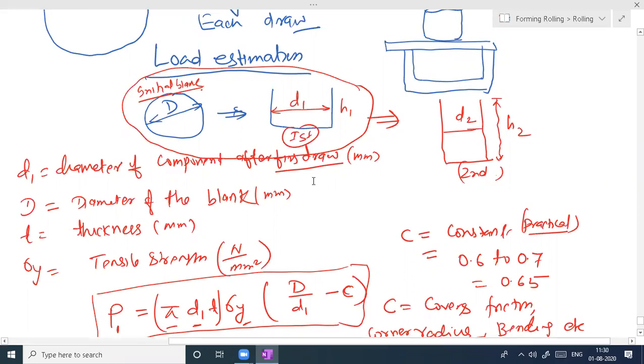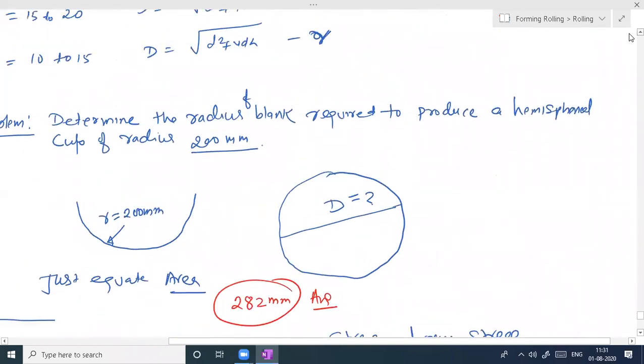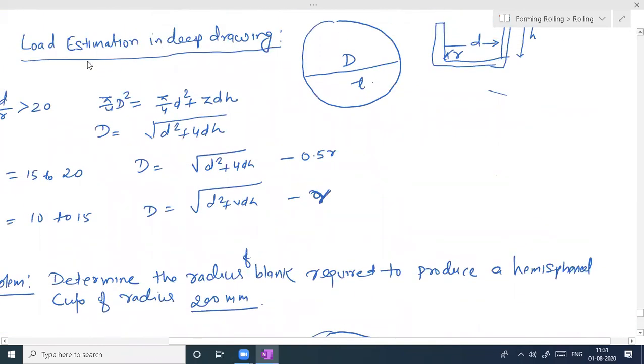Once it is over, then please tell yes. I missed something to write. You please write from starting. Yeah, I am giving you time now. You can write this one. It is there, right? So we started from here. Load estimation in a deep drawing. Amal, can you explain? Yes, we can explain one more time. No issue.